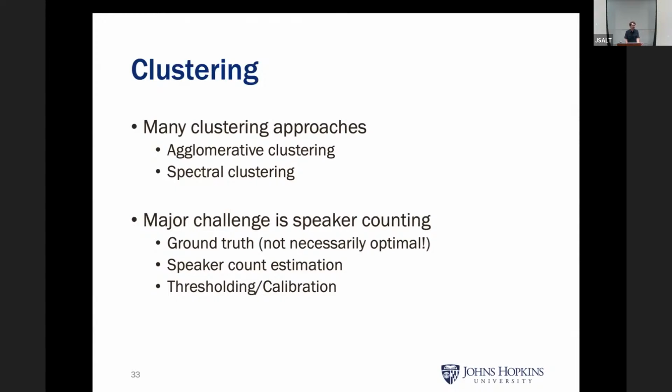Then another thing you can do is estimate the number of speakers in a recording using whatever method you want to choose. And then finally, sometimes we don't even estimate the number of speakers directly, and we simply calibrate the system to have good speaker ID performance, where you can threshold the distance metrics and do clustering from there without ever directly detecting how many clusters there will be.